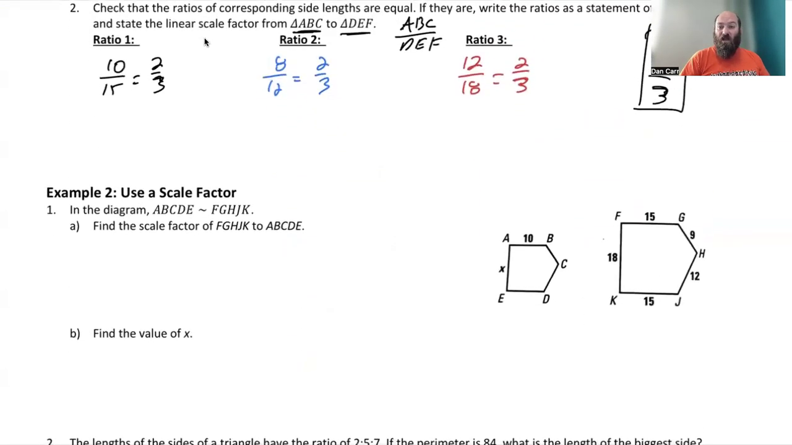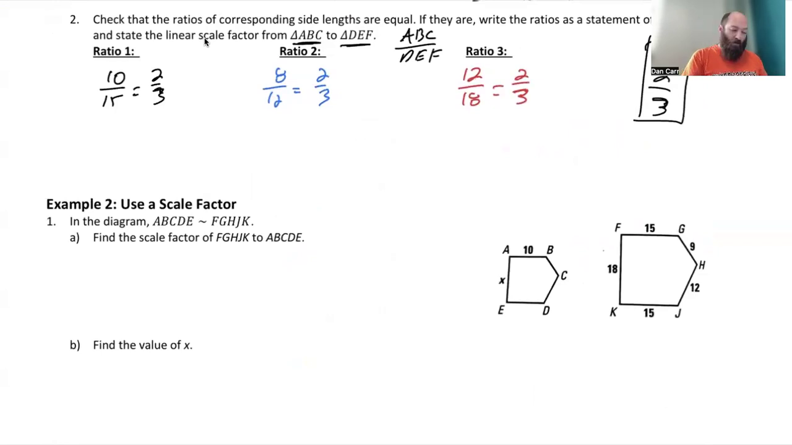So let's use our scale factor in this case. In our diagram, we're given that these two figures are similar to each other. We want to find our scale factor from FGHJK to this one. So again, I'm going to put this on top. What I need to do is find a pair of corresponding sides so I can actually establish my scale factor. So for example, AB is 10 here. AB is the first two letters, just like FG. So that's going to be 15 here. So I know for a fact those have to be corresponding because of their positions.